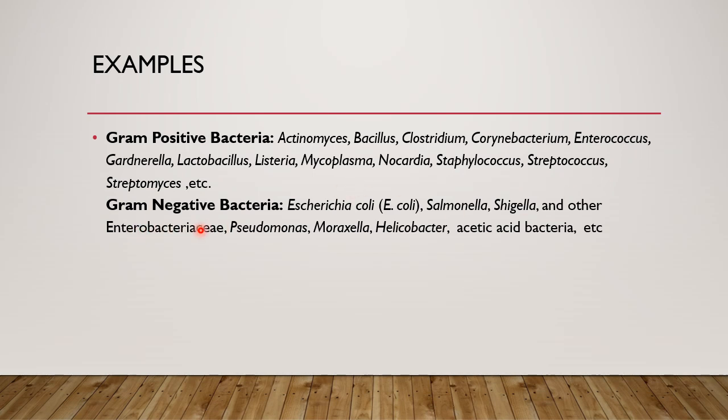And some examples of gram negative bacteria, which appear red in color, are Escherichia coli, that is E. coli, Salmonella, Shigella, and other Enterobacteriaceae, Pseudomonas, Moraxella, Helicobacter, acetic acid bacteria, etc.